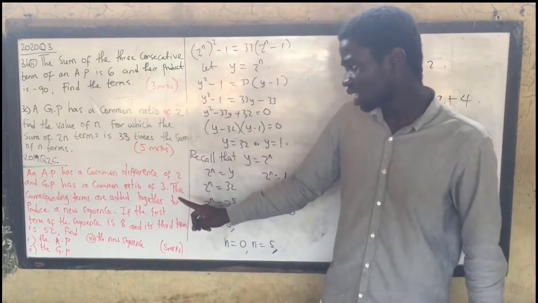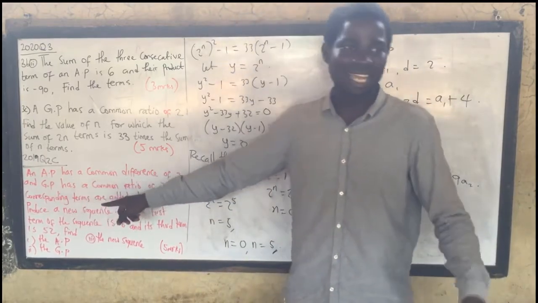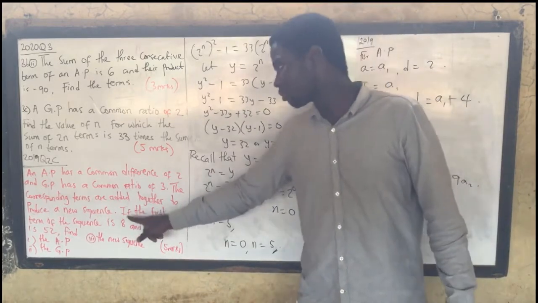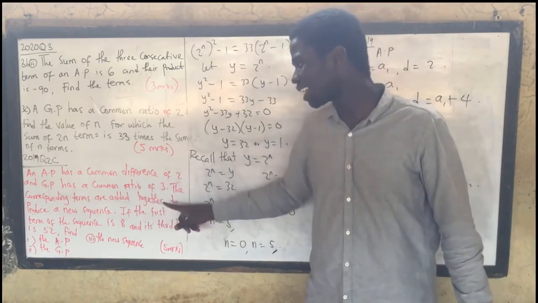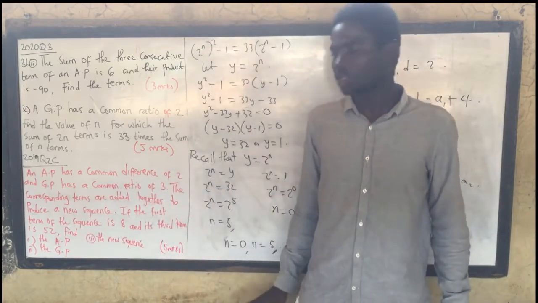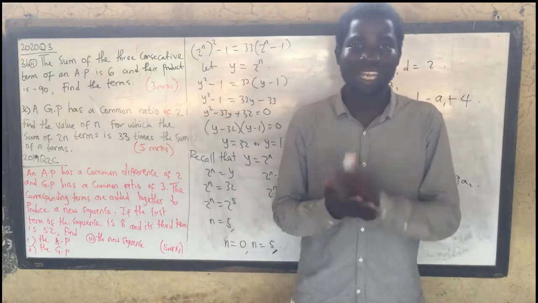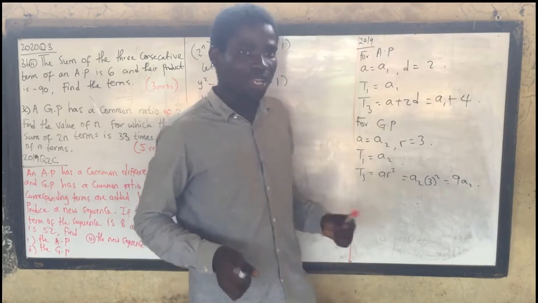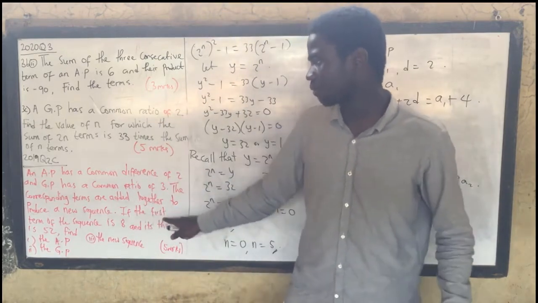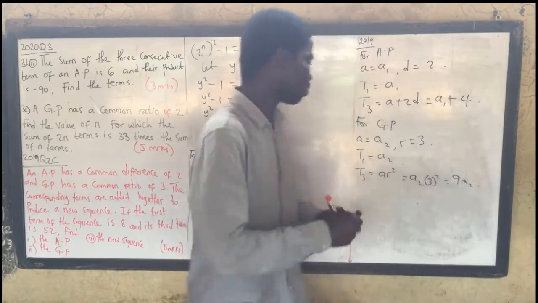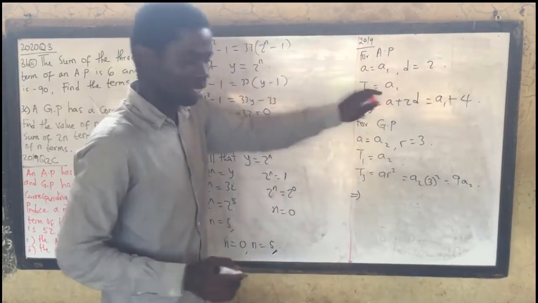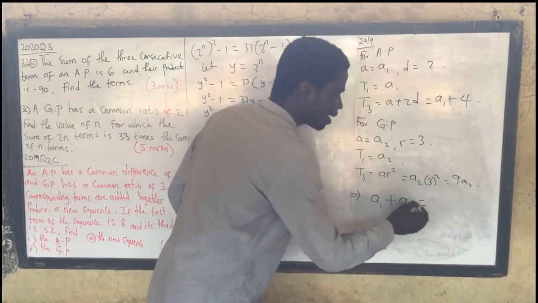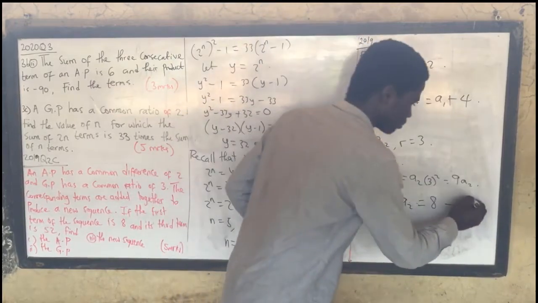Look at what has now happened. They say the corresponding terms, that is A1 and A1, A2 and A2, A3 and A3. That's the meaning of corresponding terms. The corresponding terms are added together to produce a new sequence. So if the first term of this new sequence is 8, the first term of the AP, A1, plus the first term of the GP, A2, is 8. Equation 1.